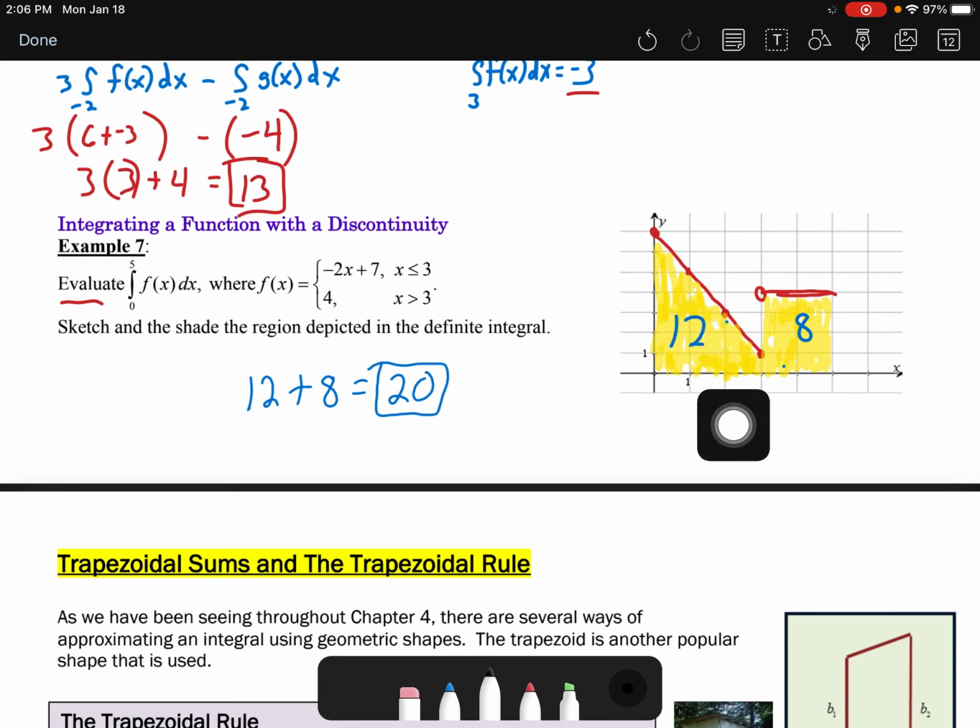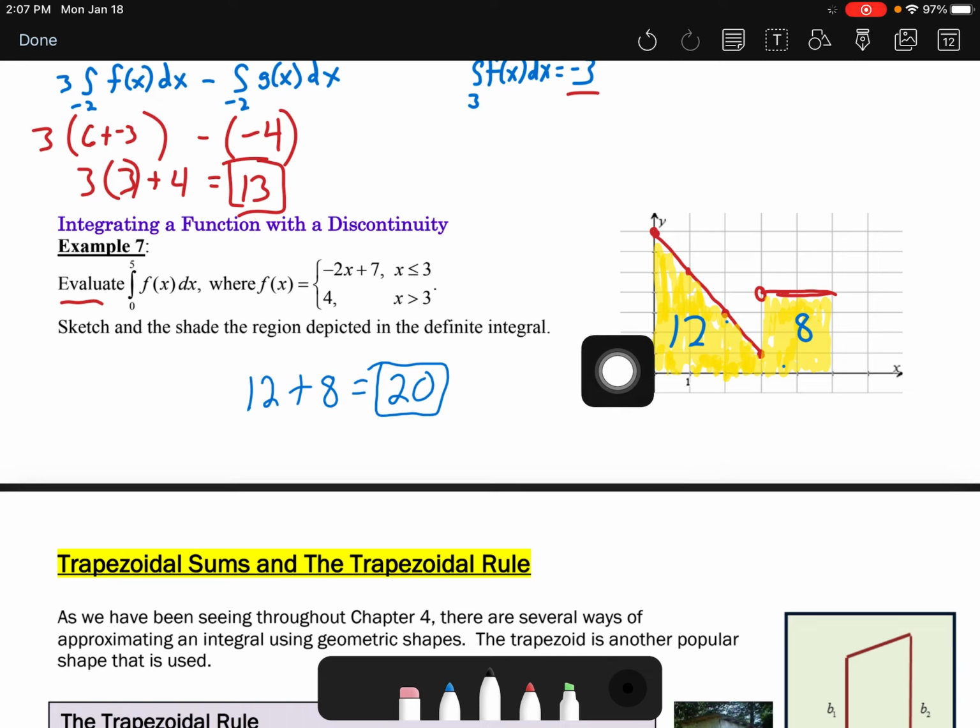And I'm going to do that until I get to 3. 1, 2, 3, because that's where that one's defined. Okay, and that's a closed dot there. Okay, that's included. So there's that piece of it. And for the other piece of it, it's just a horizontal line through 4, and that goes from 3 to 5 because that's the top bound there. So for greater than 3, but I'm ending at 5 there, it'll just be that rectangle with a width of 2 and a height of 4, sorry. 4 is the height there.